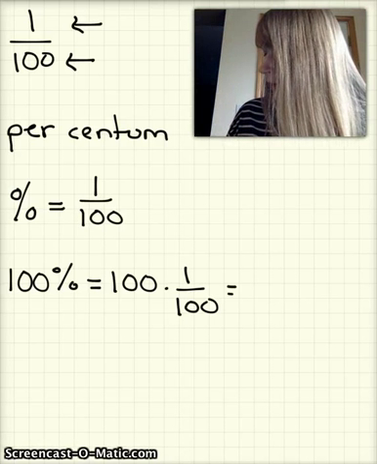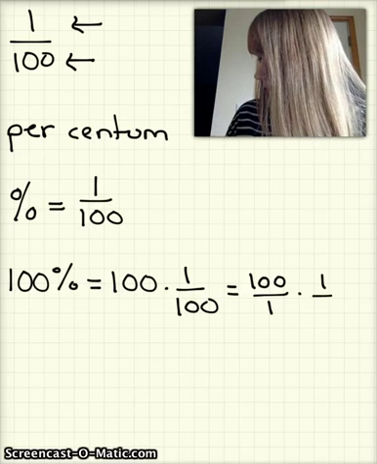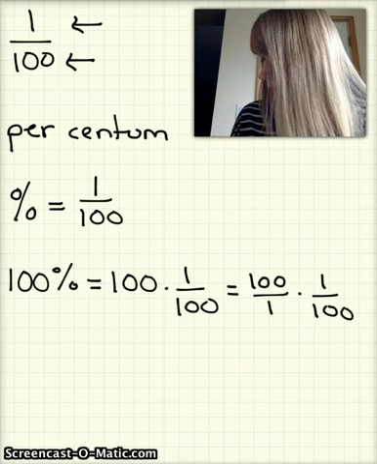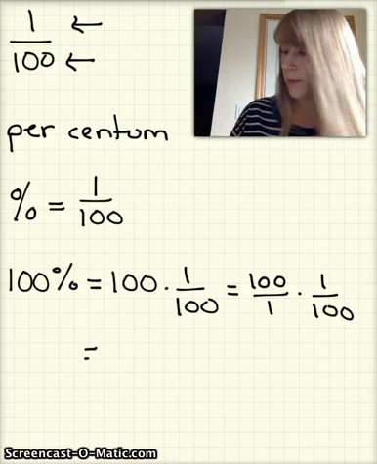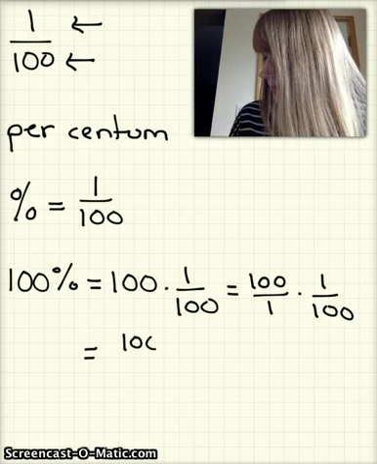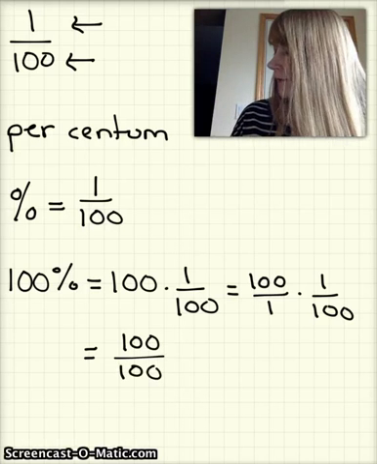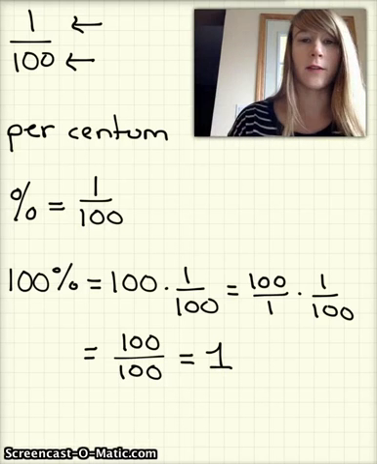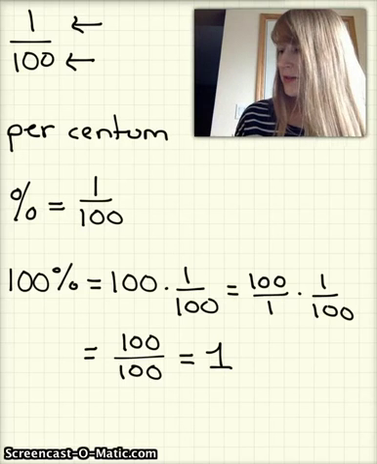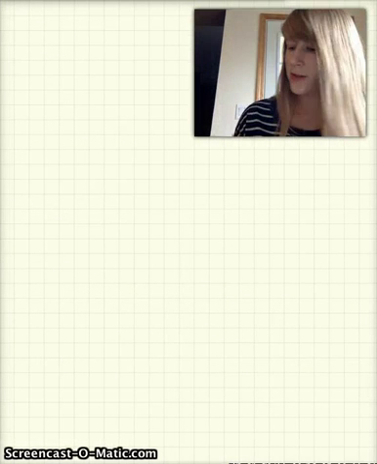For one thing, we can convert any whole number to a fraction by putting it over the number 1. We then multiply numerator by numerator and denominator by denominator, which leaves us with 100 over 100. Finally, every number divided by itself is just equal to 1. Now, this could be done with any percentage, not just 100%.